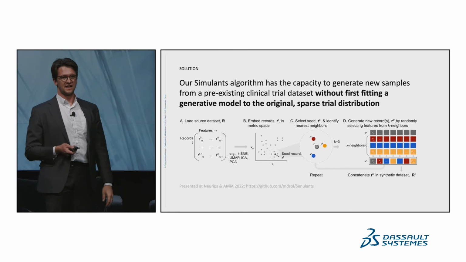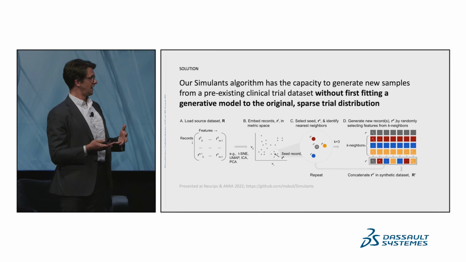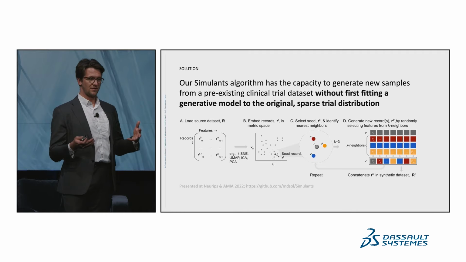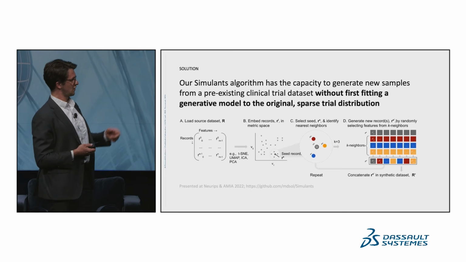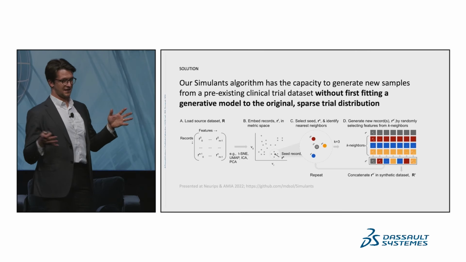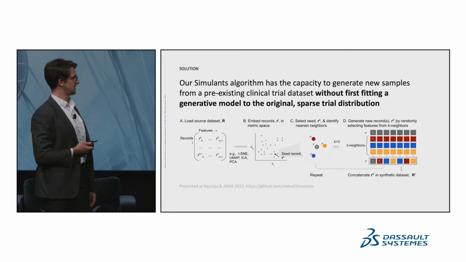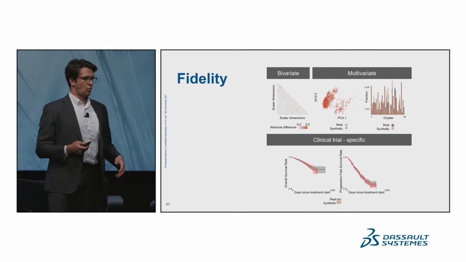We fit the data to a very low-dimensional manifold. We identify nearest neighbors. We recombine their features. We do some interesting things to take advantage of the correlation structure of the data. We've also been able to generalize this so that whether the data is represented as a vector or as a sequence, we can do a very similar method. But this is Simulants. Now, what's the benefit of this?